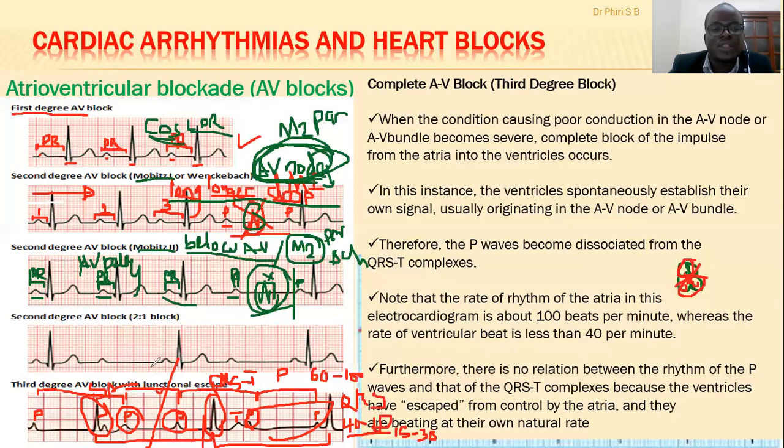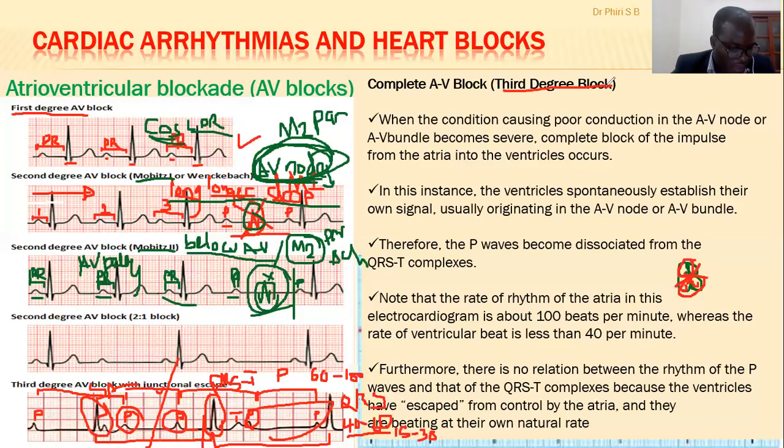So there's complete AV block. Once you have complete AV block, the atria will be contracting on their own, the ventricles will be contracting on their own, and then you have a third degree heart block. So this is the third degree heart block. How can you remember it?